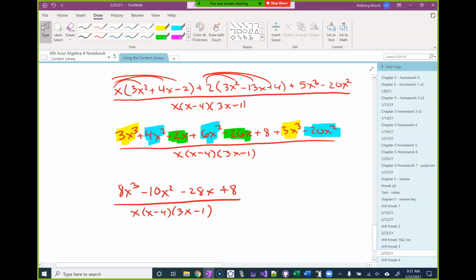So the last thing I would want to do is to check to see if I can factor that numerator to see if I can reduce it all. Since it has 4 terms, we'd have to try to factor by grouping, right? If I make 2 groups here, for the 8x cubed minus 10x squared, I'd have to take out a 2x squared, which would leave me 4x minus 5. Over here, I'd have to take out like a negative 4, which would leave me 7x minus 2.